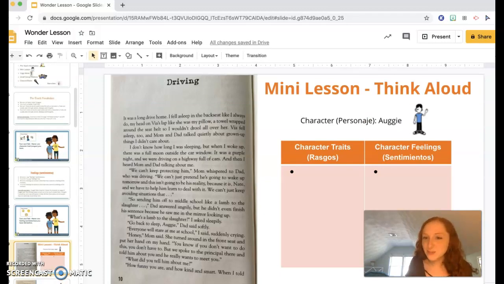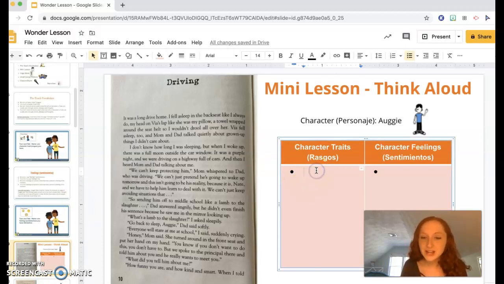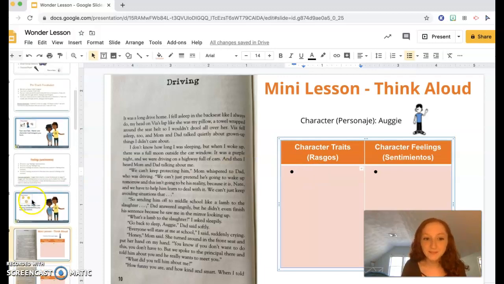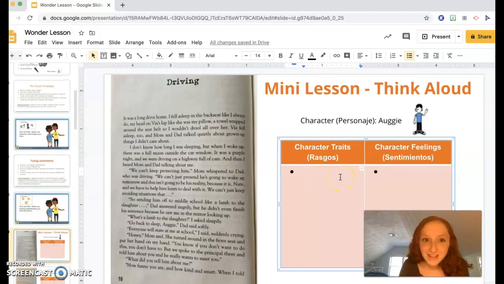Okay, now this part of my mini lesson will be a think aloud. I'm going to read this passage and you will get a view into my thoughts and what I'm thinking. So we're focusing on Augie, our main character in Wonder, and we're focusing on character traits and character feelings, rasgos and sentimientos. So I'm going to begin reading, and as I read, I'll be jotting down notes into each section. So, Driving, that's the title of the passage, the chapter.